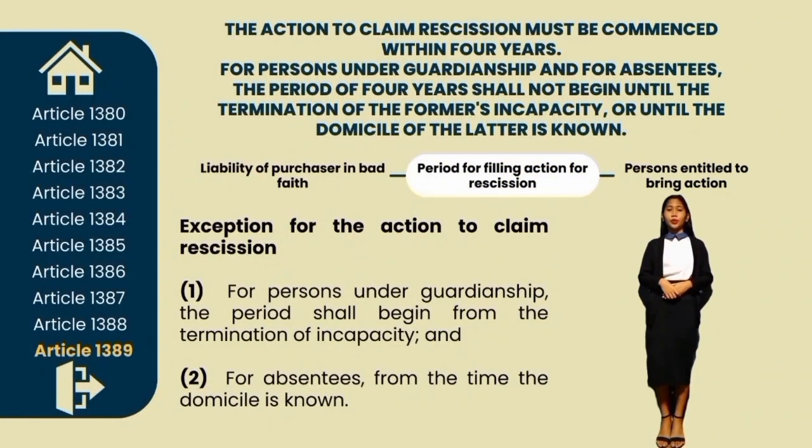Article 1389: the action to rescind must be commenced within 4 years. For persons under guardianship and for the absentee, the period of 4 years shall not begin until the termination of the former's incapacity or until the domicile of the latter is known. The general rule is that the action to rescind must be commenced within 4 years from the date the contract was entered into. The exceptions are: first, the period for individuals under guardianship shall start when the incapacity ends. Second, for the absentee, from the time the domicile is known.